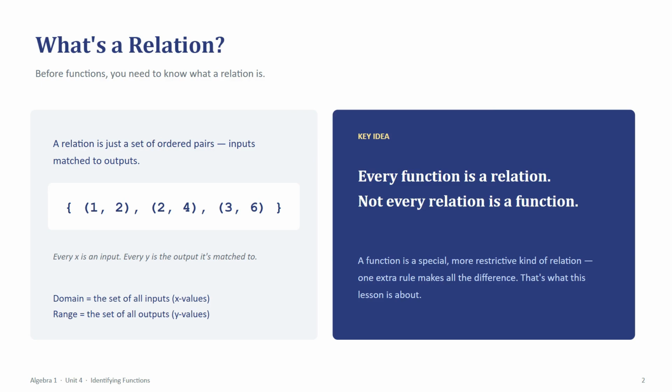Every x is an input. Every y is the output it is matched to. The domain equals the set of all inputs, the x values. The range is the set of all outputs, which are the y values.